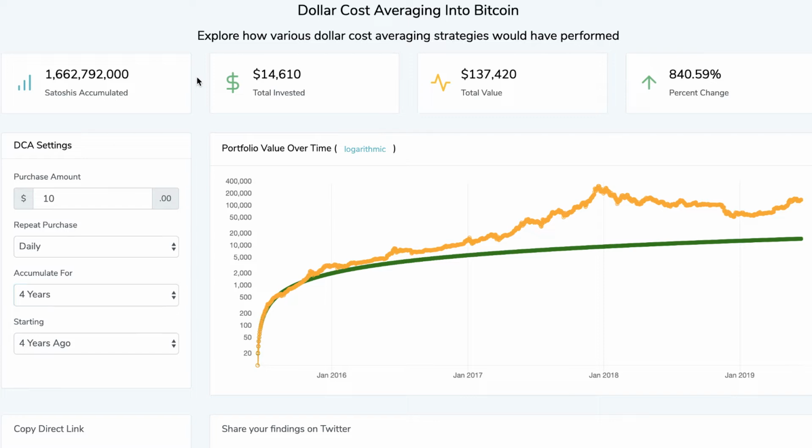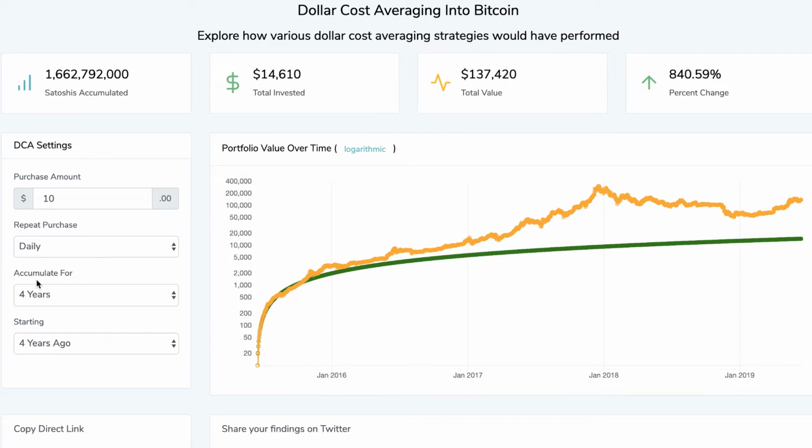Now, on this website, it's called dcabtc.com. I'll link it down below so you can try it out for yourself. And here you can put in different parameters, run an experiment, and see which one works best for you. Here I've got an example of a purchase amount of $10 US, and it repeats this purchase daily.